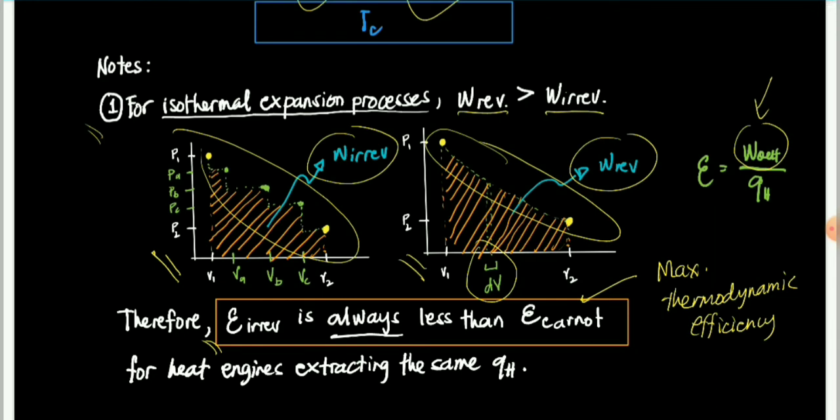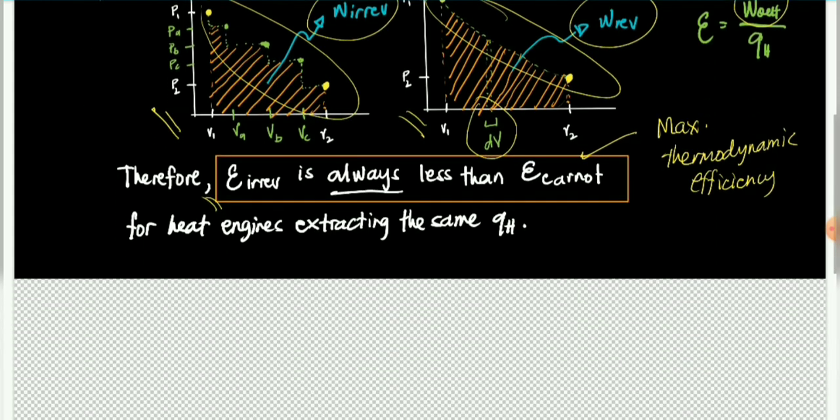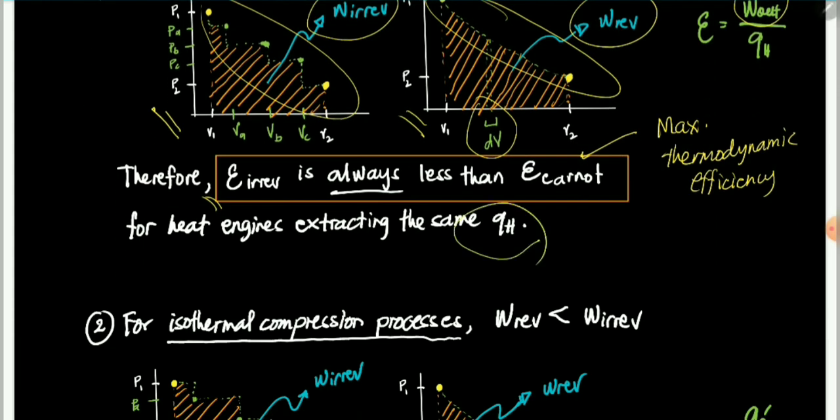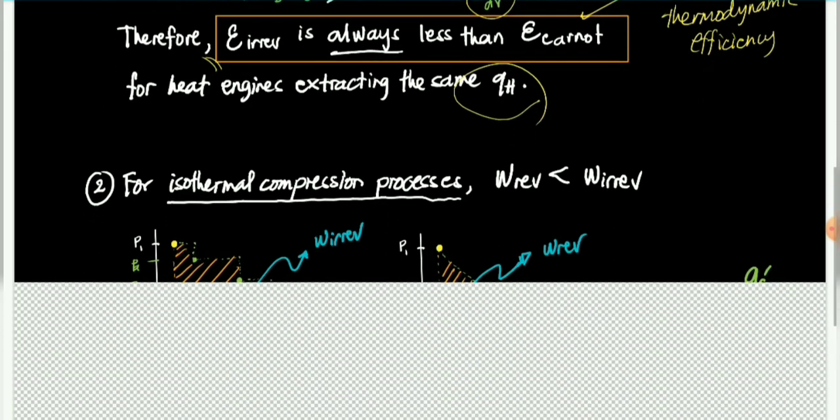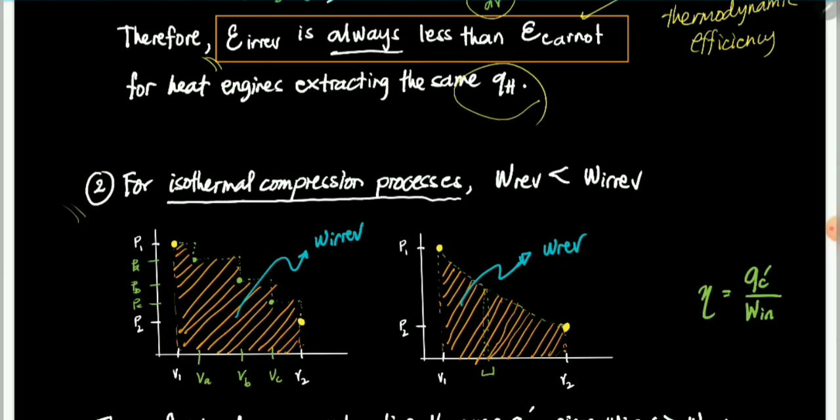Okay? Given the same operating temperatures, TH and TC. Okay? So, given din na dapat pareho lang ini-extract nilang QH, mas mababa yung magiging work output ng irreversible engine kaysa sa reversible engine. Okay? So, next, for isothermal compression processes, the reversible work naman is less than that of the irreversible work. So, makikita natin dito, mas malaki yung area nung under the curve ng PV diagram na to na nasa left kaysa doon nasa right. Kasi mga compression processes naman to. Reversible work for compression processes is actually the minimum work.